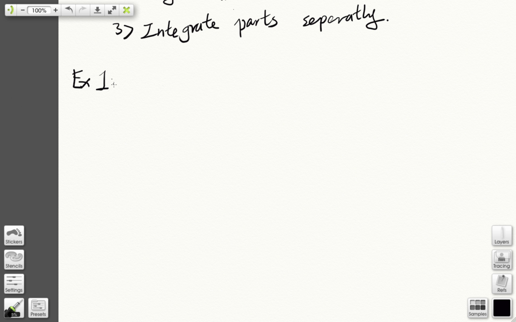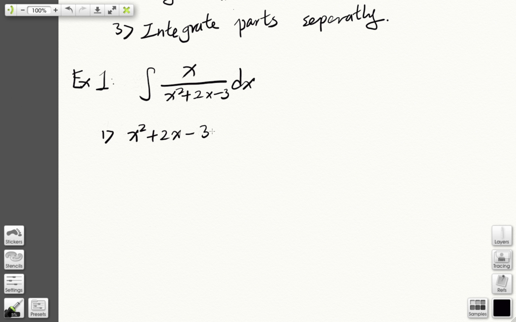Sorry about that. So we consider the integral of x over x squared plus 2 times x minus 3 dx. So first of all, we want to break this rational function into 2 parts. So the first step is to factor the denominator, which is x squared plus 2x minus 3, which equals x minus 1 times x plus 3, right?